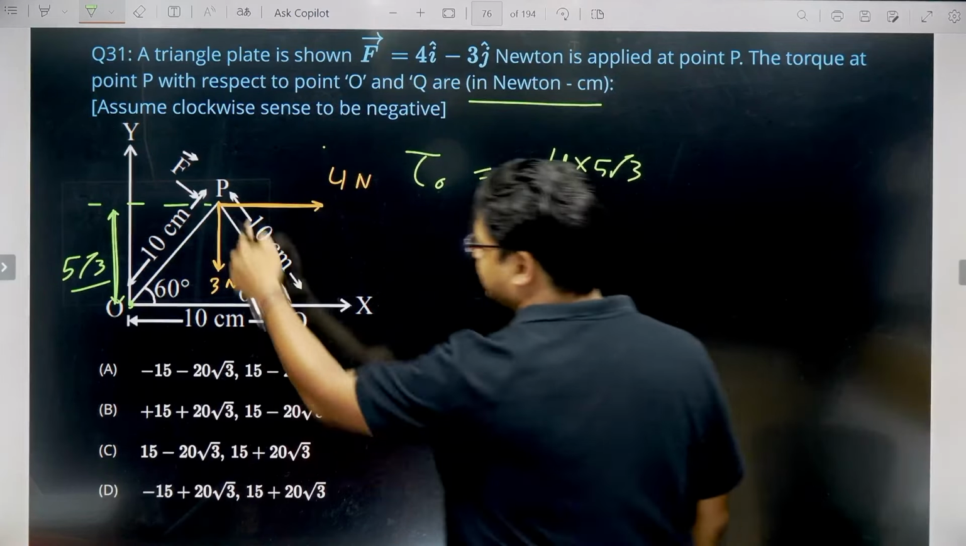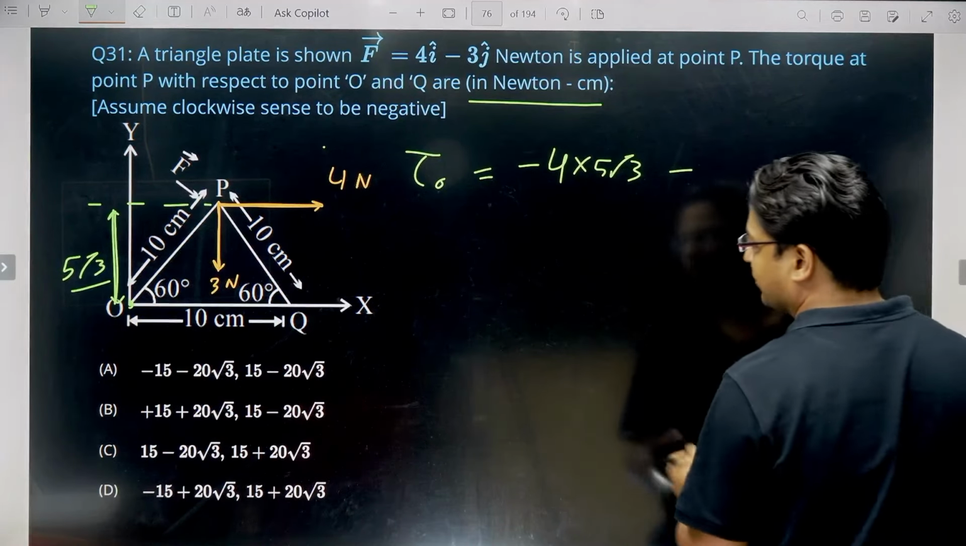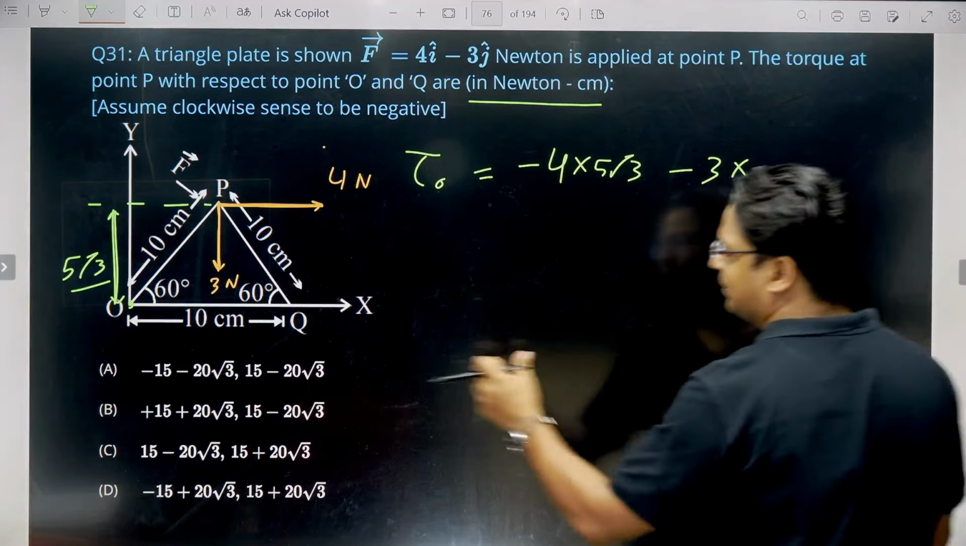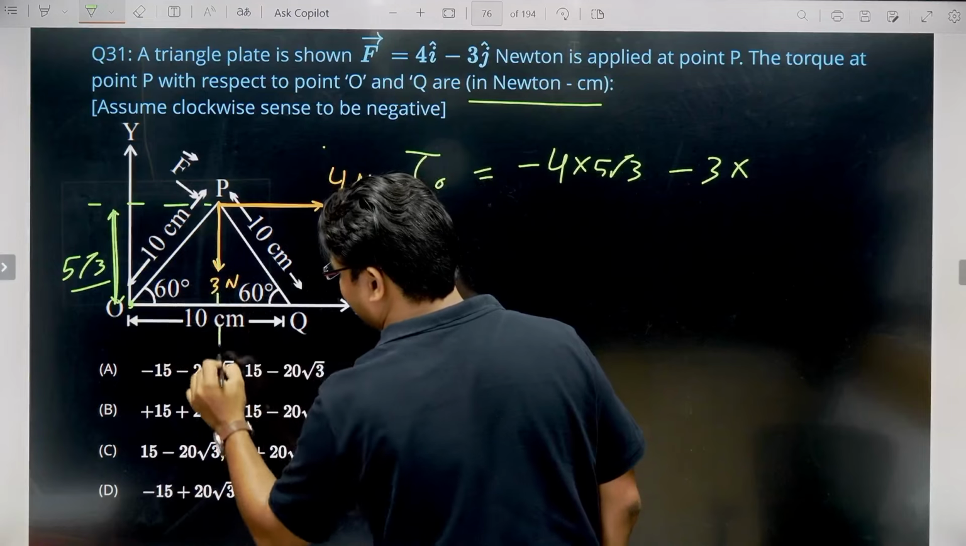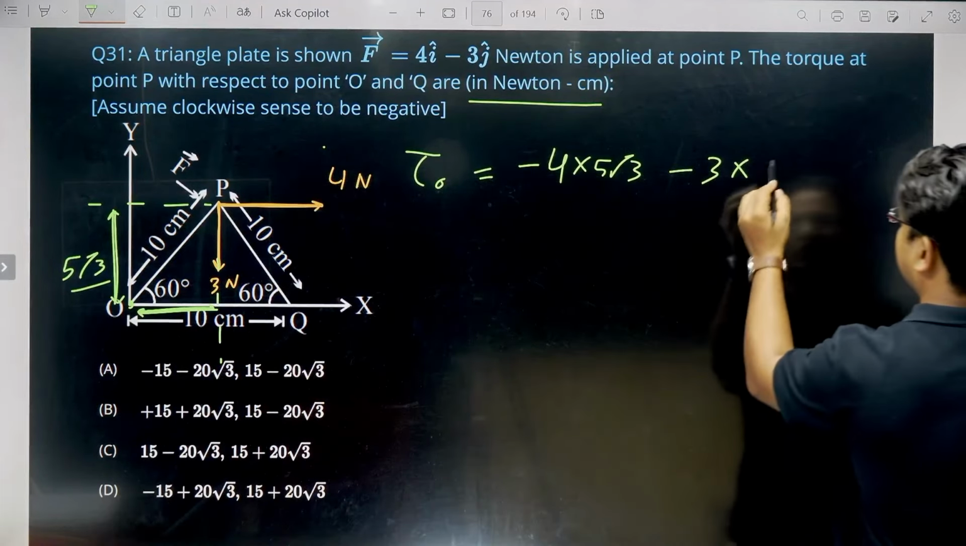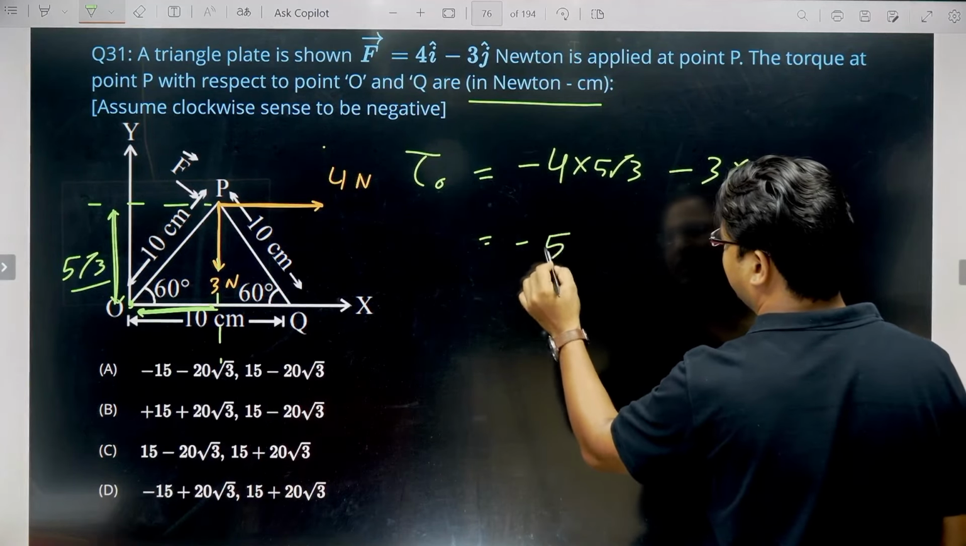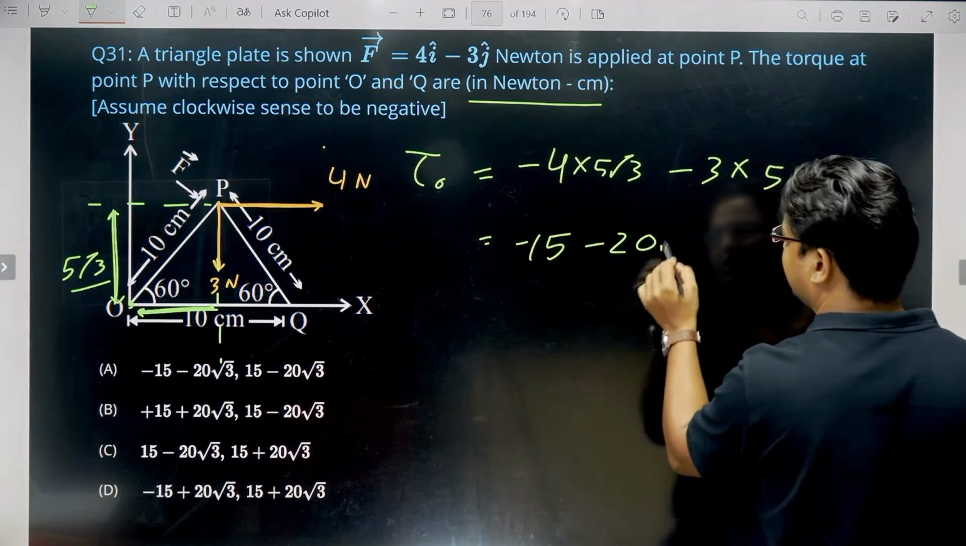Okay, similarly this 3 Newton will also produce a clockwise torque. How much? Because it's clockwise, negative force into the perpendicular distance of the line of action of force. So that would be 5 centimeter. So we get a value of minus 15 minus 20 root 3.